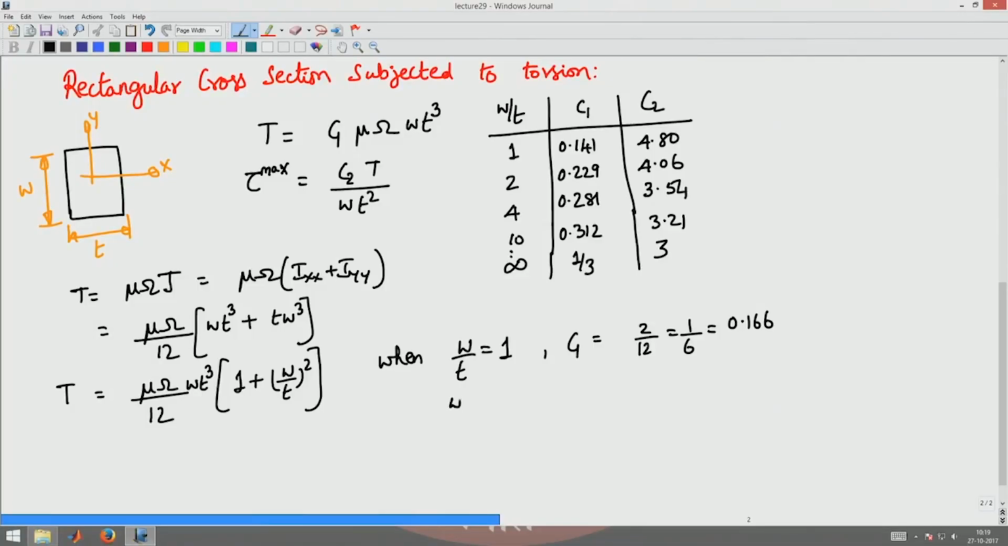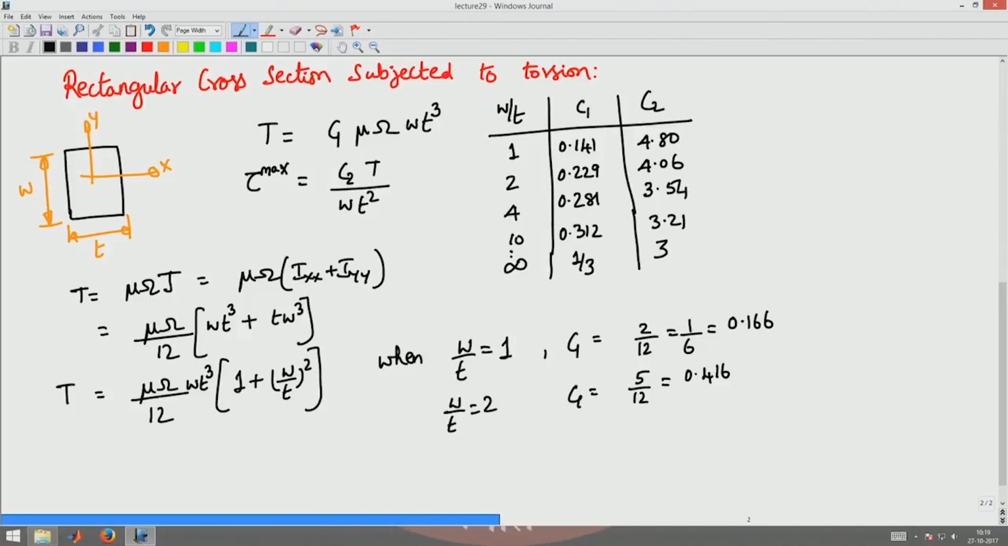If W by t is 2, C1 would be 5 by 12, which is 0.416. Okay. So, basically for 2 it reduces still more drastically. So, this is what will happen because of warping.